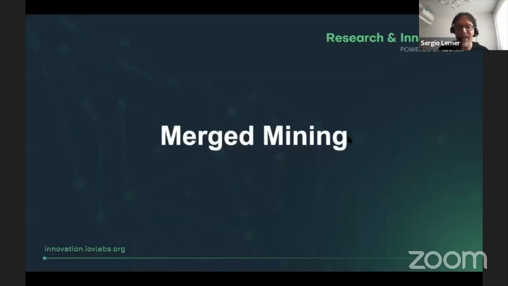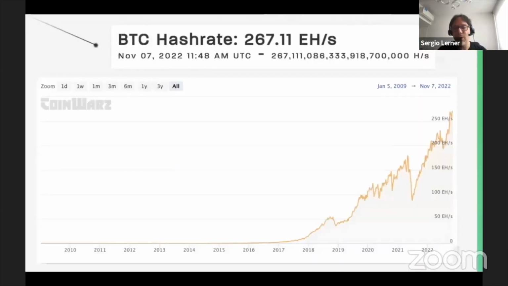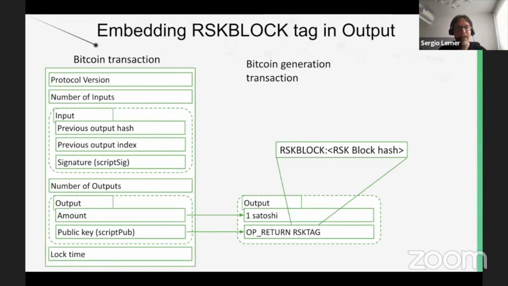Now, this was the main component of Rootstock in terms of technology, right? Not in terms of how you use it, but in terms of the technology behind Rootstock. The other huge component is the merge mining part, right? So you know that Bitcoin hash rate has been more than 200 exahash per second right now. It's huge, and as I mentioned, more than 50% of this hash rate is currently securing Rootstock. So how does this merge mining process work?